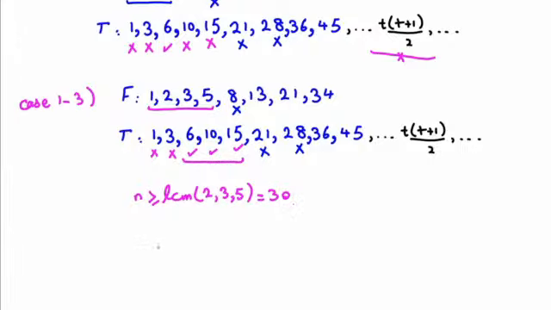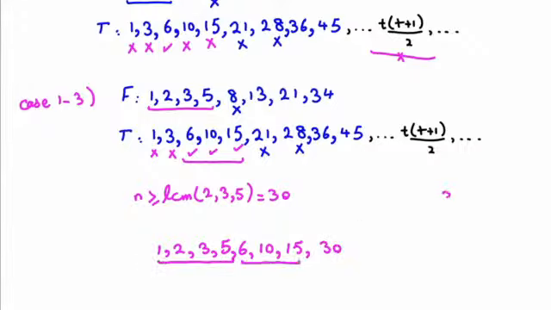Because if you write the divisors of 30, they are 1, 2, 3, 5, 6, 10, 15, 30. We shouldn't select 30 because the problem says so. So 1, 2, 3, 5, 6, 10, 15. So 30 is the first good number that we found.